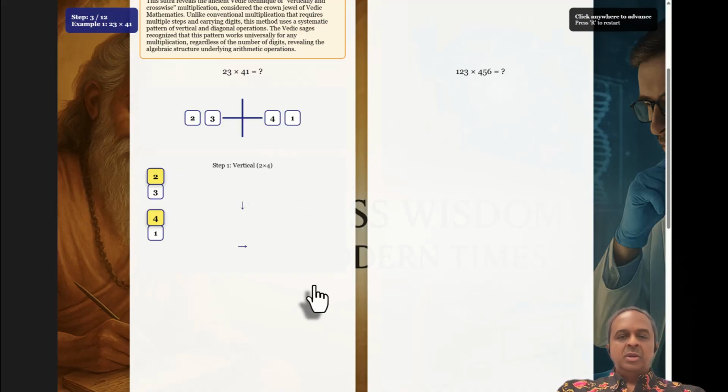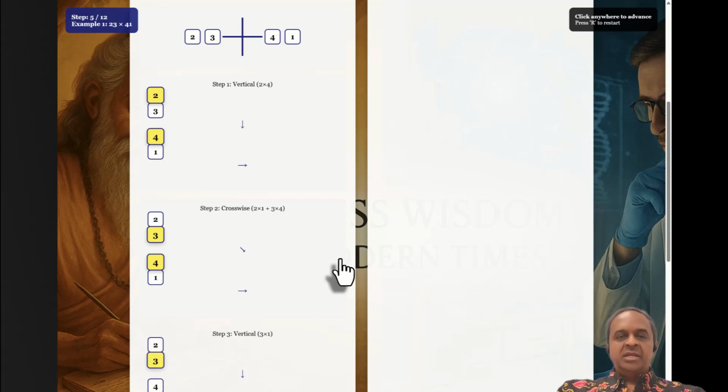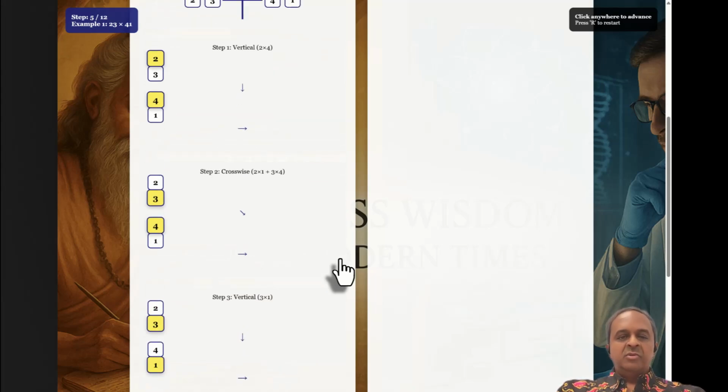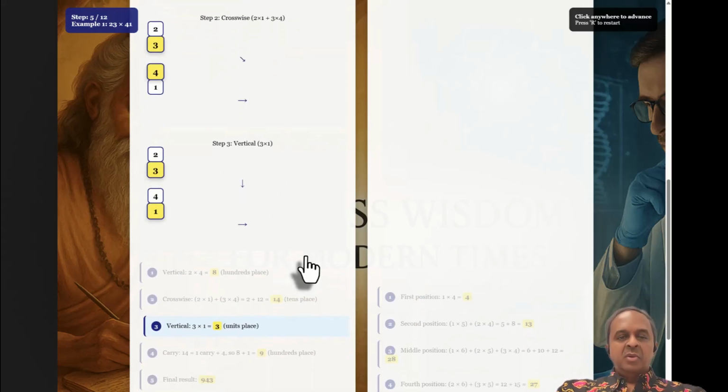And in step 2, you do crosswise. That means you take 2 and multiply it by 1, and then you take 3 and multiply it by 4, right? So basically, the tens digit to the units of the second number, and then the units digit to the tens. So it's 2 times 1 and 3 times 4. Okay, remember that. And step 3 is the other vertical, which is 3 and 1.